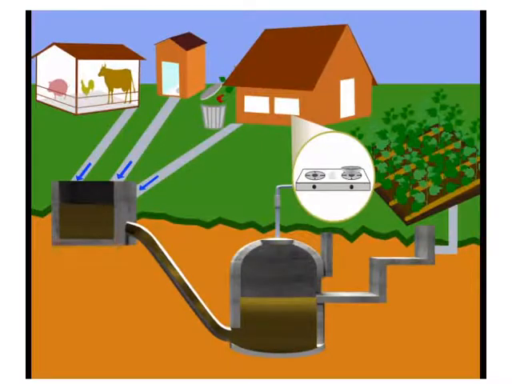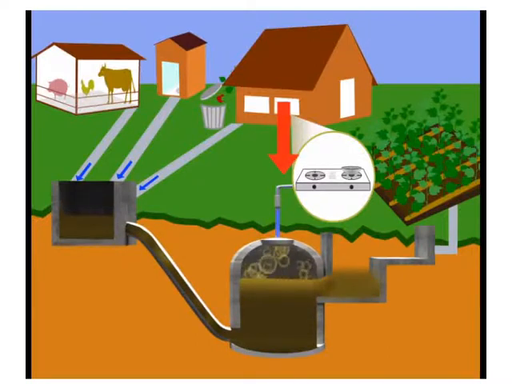Once the fermentation is completed, two things happen simultaneously. Gas, being lighter, starts accumulating in the upper part of the dome, and pressure generated by the gas pushes the slurry outside.